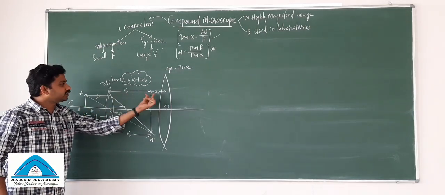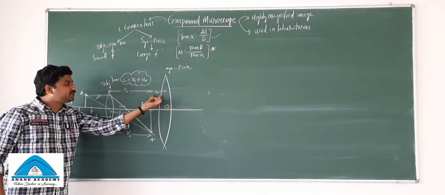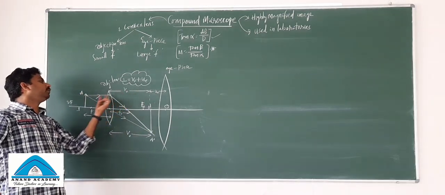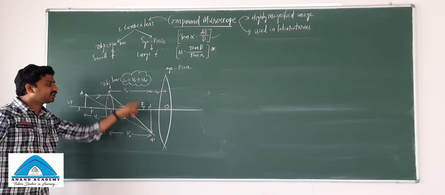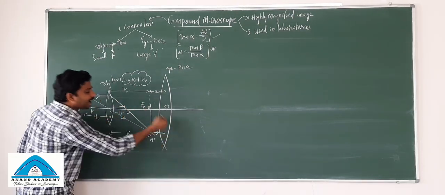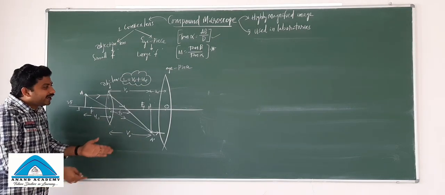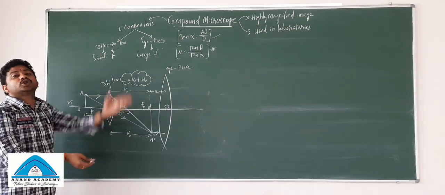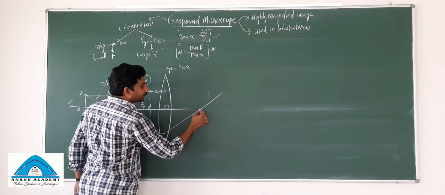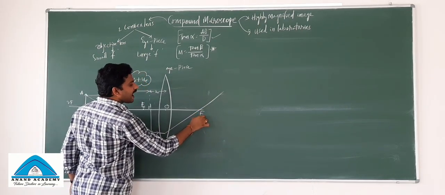See the V0 and UE. UE is what? Object for the eyepiece is here. V0 is what? Image formed by objective lens is here. Right. Now, the light ray is incident parallel to principal axis. You know, it will be passing through the principal focus of eyepiece.